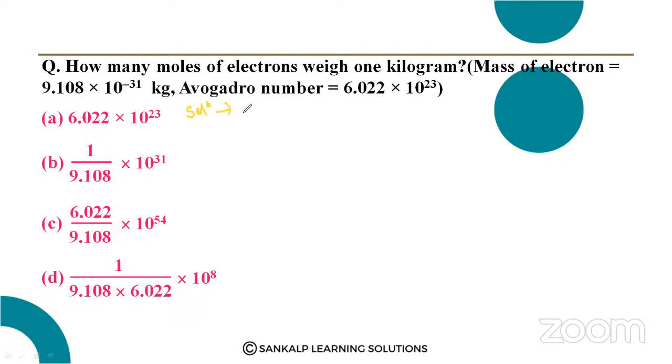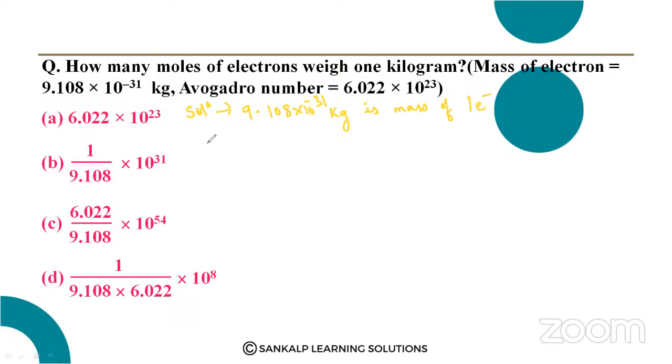So in the solution, first you have to relate. 9.108 into 10 raised to minus 31 kg is the mass of what? It is the mass of one electron, right? STP full form is standard temperature and pressure. So 9.108 into 10 raised to minus 31 kg is the mass of one electron.